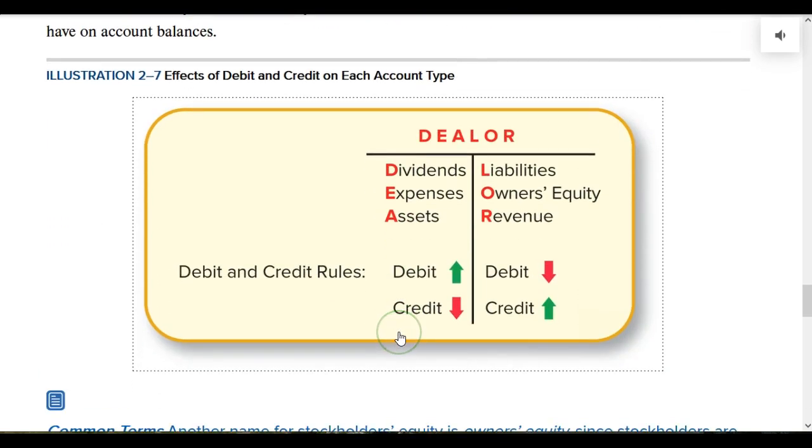Let's see what else we have here. Some people like to try to memorize the rules using DEALER. I guess you can do that. DEA, dividends, expenses, assets increase on the debit side, the left side. Liabilities, owner's equity, and revenue increase on the credit side. Okay, so they increase here with the debit, these increase with the credit. So you can memorize that if you want to.